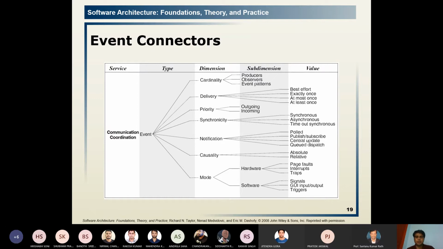Then another dimension is the causality: if it is an absolute value or a relative value. Then mode of operation, whether it is a hardware operation or software operation. If hardware, then the page faults, interrupts, traps, everything you have to understand. In software, it has signals, GUI, and triggers, just in our synchronization mechanism.